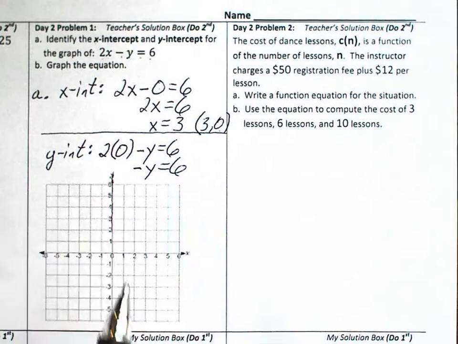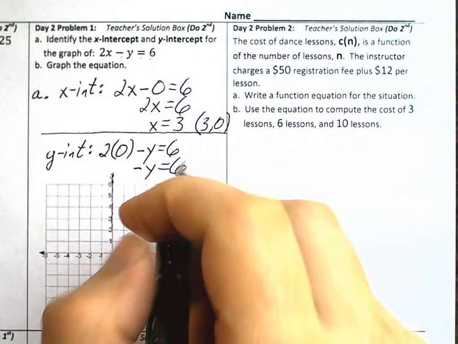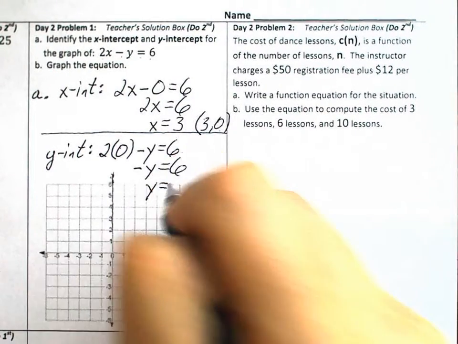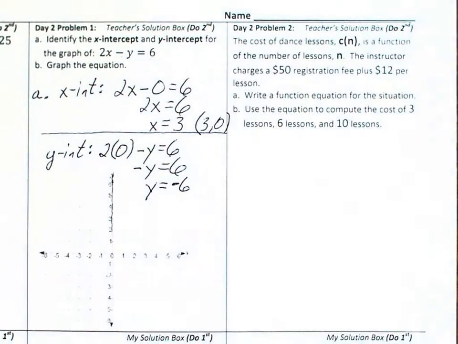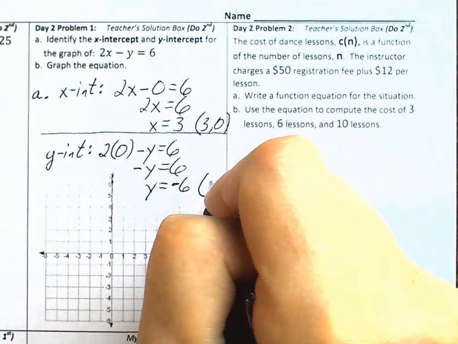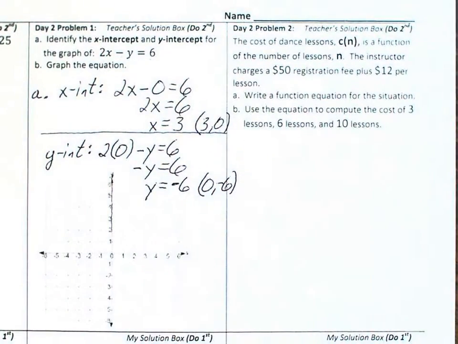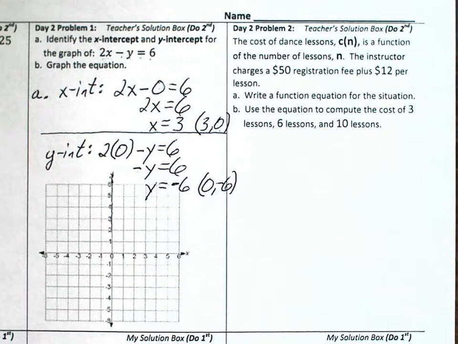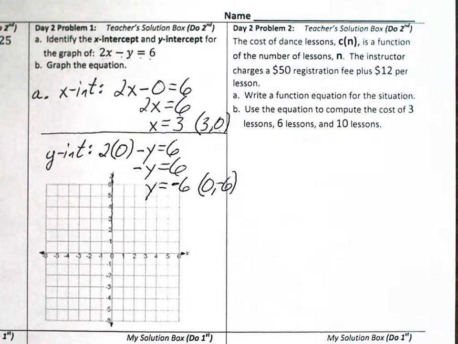Let's solve this for y. If negative y is equal to 6, then y must be equal to negative 6. As an ordered pair, this is (0, -6). Now in question B, we can graph the equation by using these two dots that we figured out.